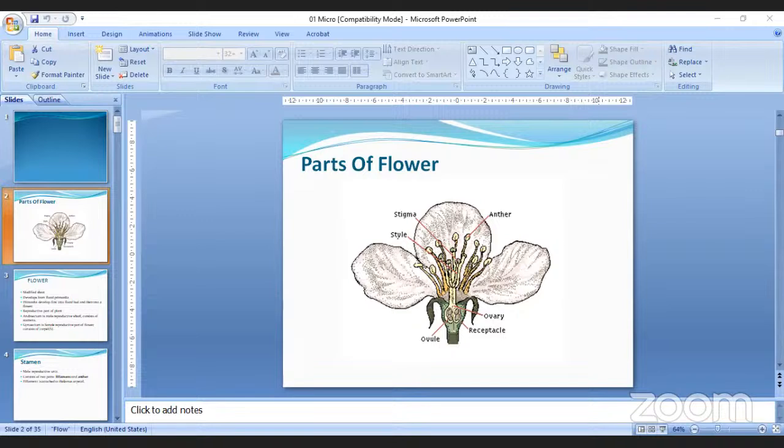Next, pollination. Pollination means transfer of pollen grains onto a stigma to fertilize the ovule. That process is known as pollination. So transfer of pollen grains from the anther to the stigma is pollination. There are many types; I'll explain in brief later.